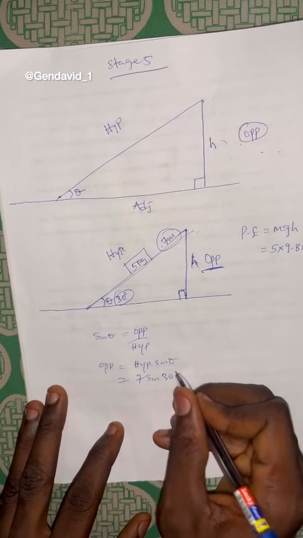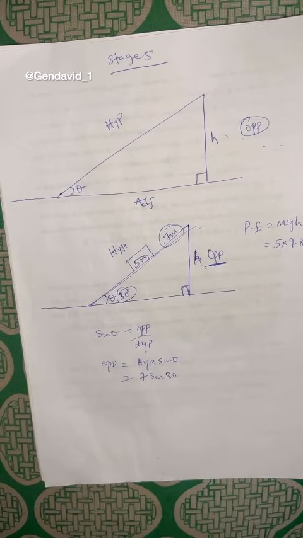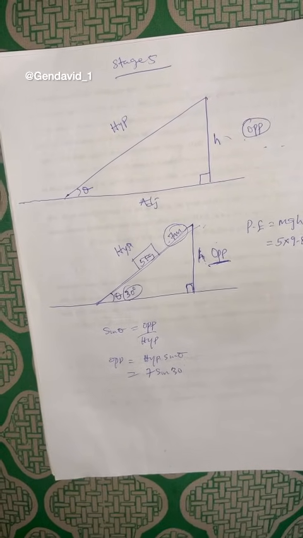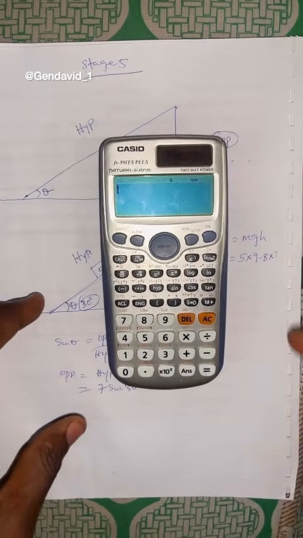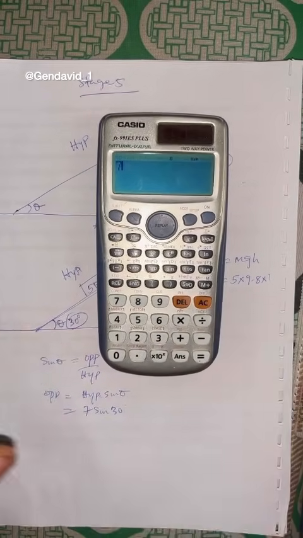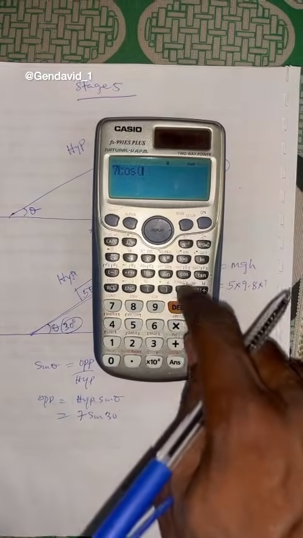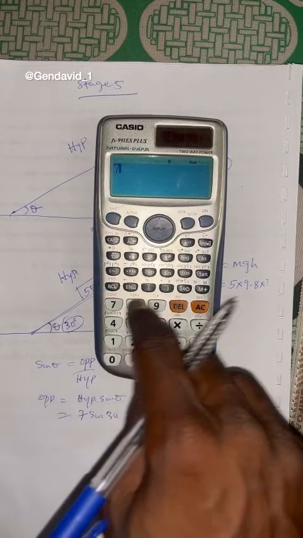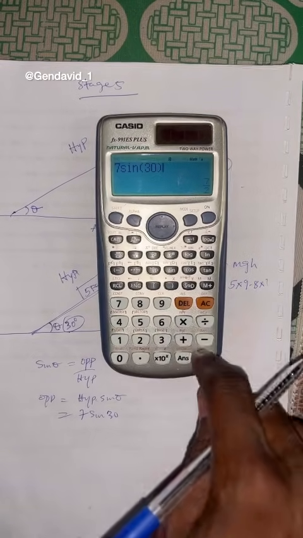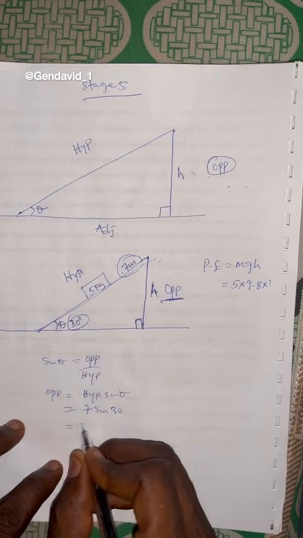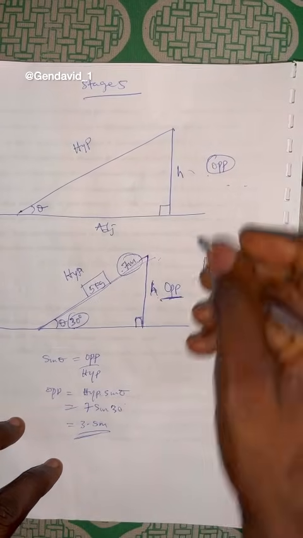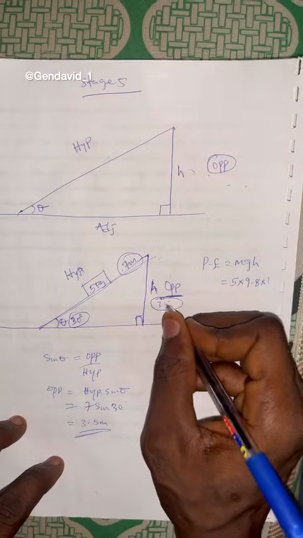Sine 30. And when you check this question, when we press it on the calculator, 7 sine 30, when you check this, it is 3.5. That shows that this is 3.5 meter. So that shows that this opposite here is 3.5 meter.